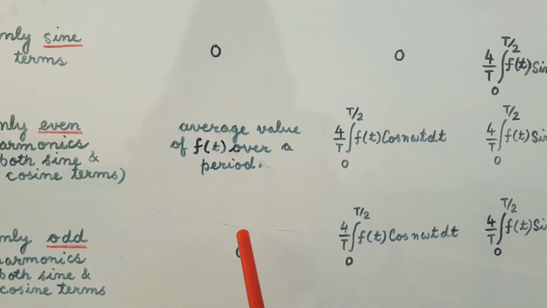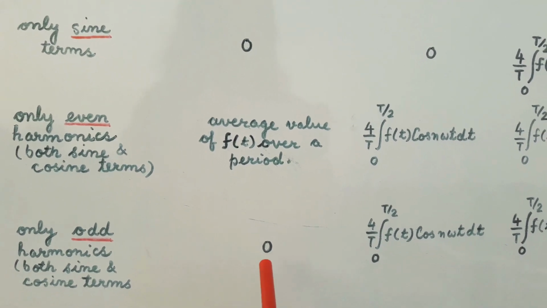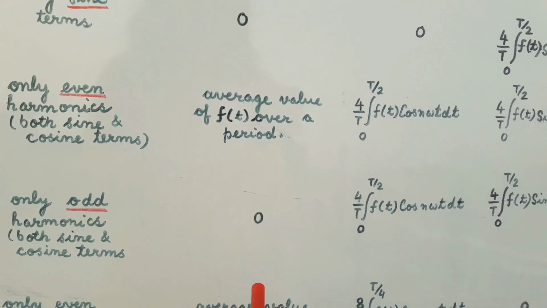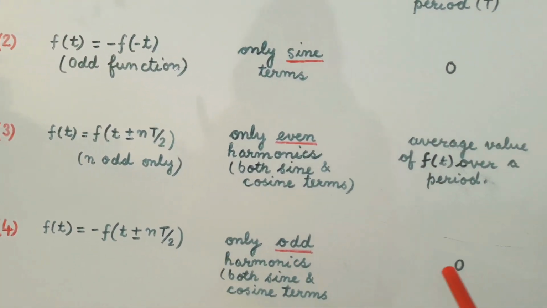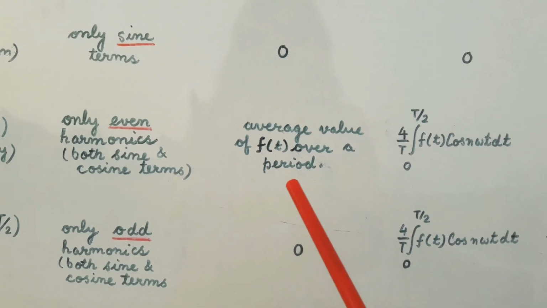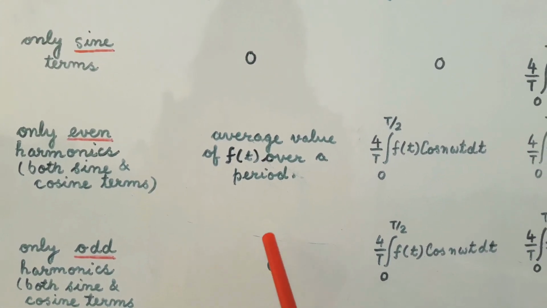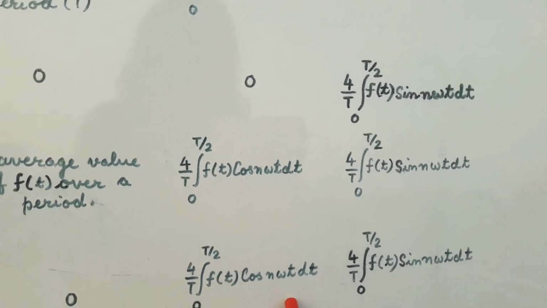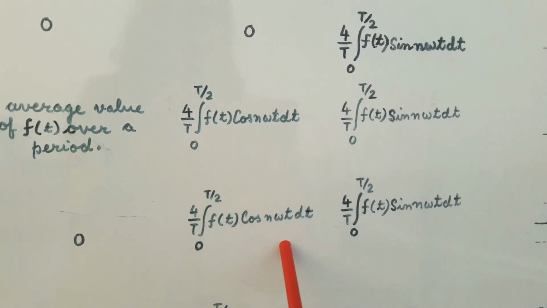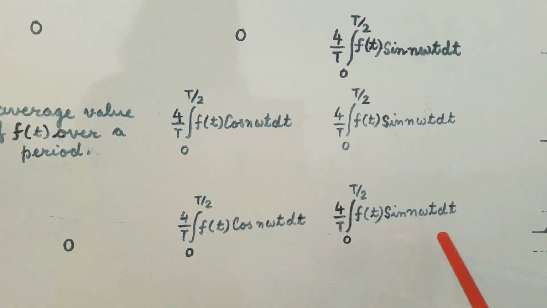In this case, the coefficient a0 by 2 will be 0. So, we will directly substitute the value of a0 by 2 equal to 0, if we find that this condition is satisfied, without calculating the value of a0 by 2. We will find out only the value of an using this formula and bn using this formula.